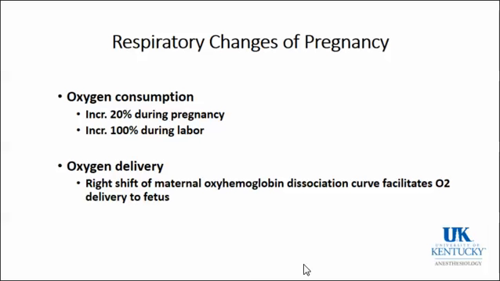Oxygen consumption throughout pregnancy is increased significantly by about 20%. And again, during labor, as you can imagine, there's a reason it is called labor, and so it increases by about 100% during labor. Oxygen delivery, as I mentioned, pretty much anything that's going to optimize oxygen delivery to the baby is going to occur in a pregnant woman. So you have a right shift of the maternal oxyhemoglobin dissociation curve, facilitating oxygen delivery to the fetus.